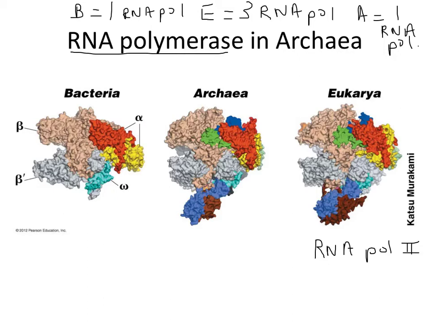Now, of course, they all catalyze the same reaction, and they all have to bind to DNA, so of course there are similarities, but when you ask the question, what is the archaeal RNA polymerase most like, the answer is that it is most like eukaryotic polymerase, RNA polymerase 2.